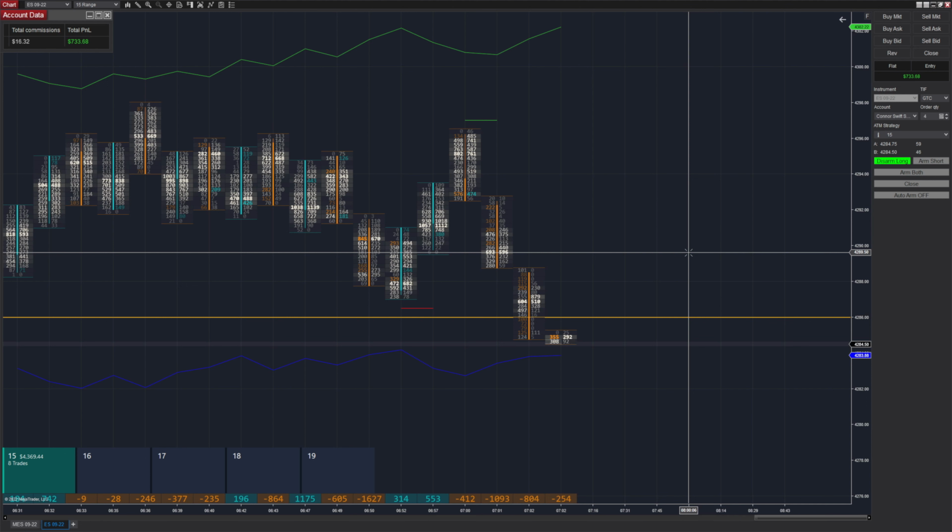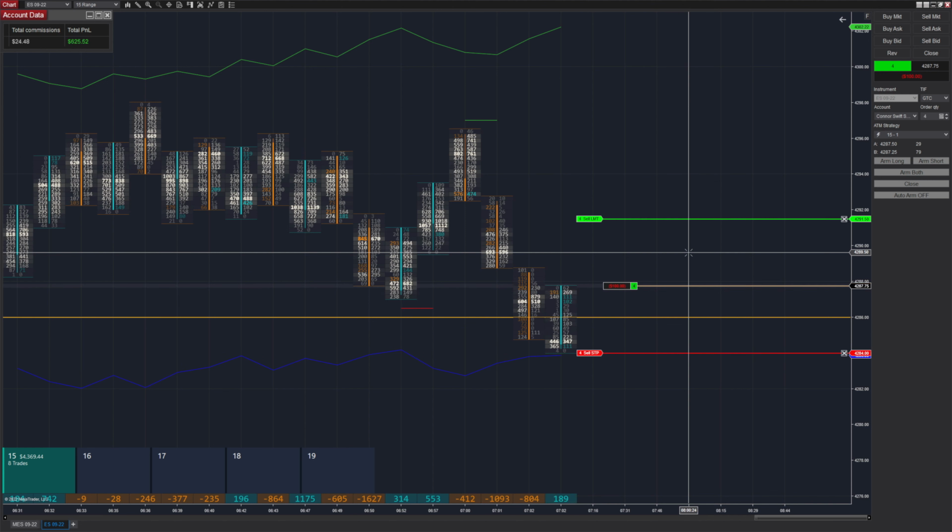However, price here is now getting closer and closer to that line. So we're gonna wanna arm again in the long direction to try and pick up a long trade if there's an imbalance or stacked imbalance that occurs. And that is exactly what happens. A stacked imbalance occurs and we quickly get into a long trade with a pretty good fill.